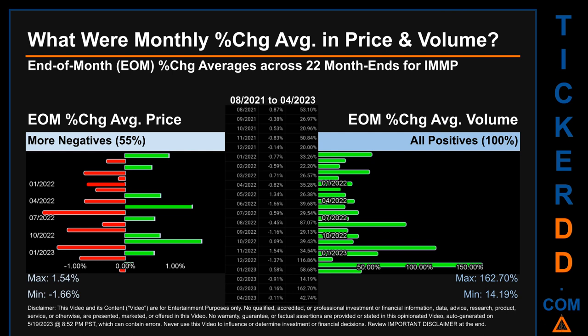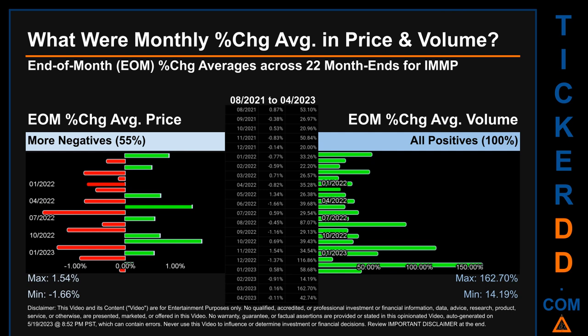What were end-of-month percentage change averages in price and volume for IMMP? The monthly average of percentage change in price and in volume were calculated for each of the 22-month ends. That calculation took daily percentage changes and averaged them for each given month. If a month end came out negative, then it means that the month summarily saw a negative change.